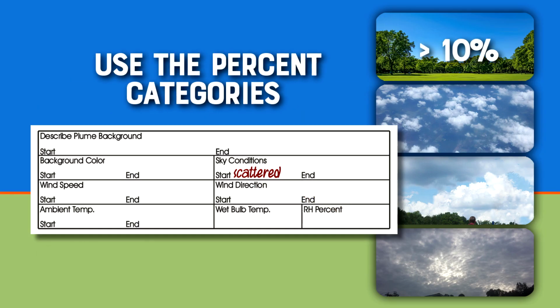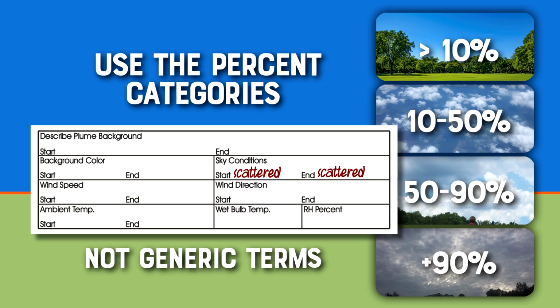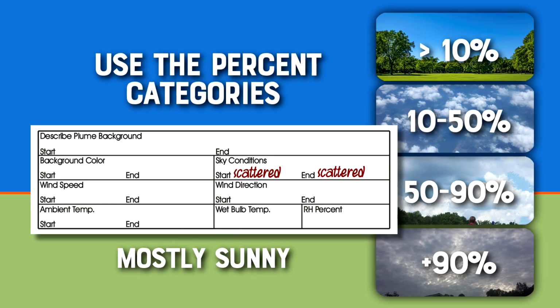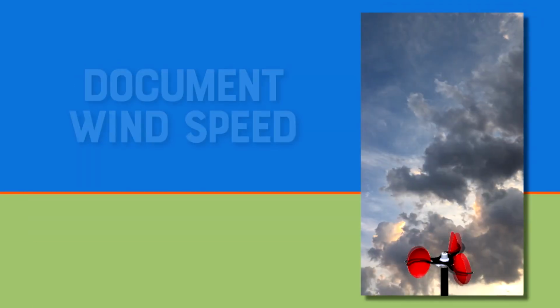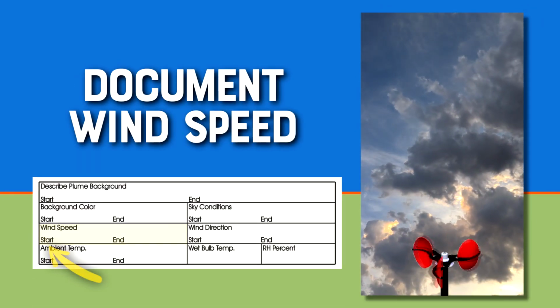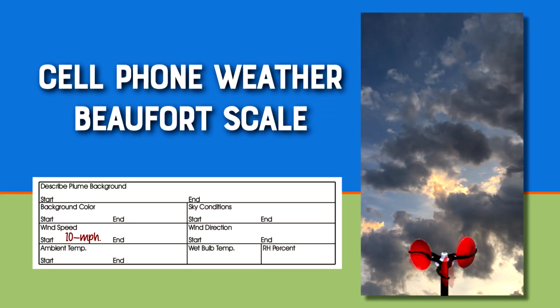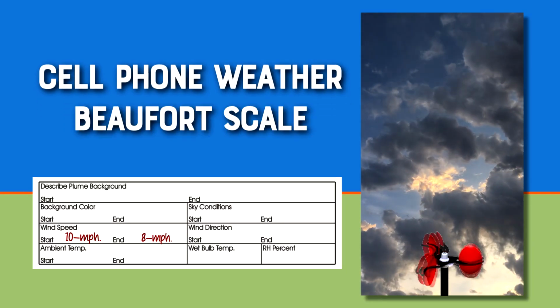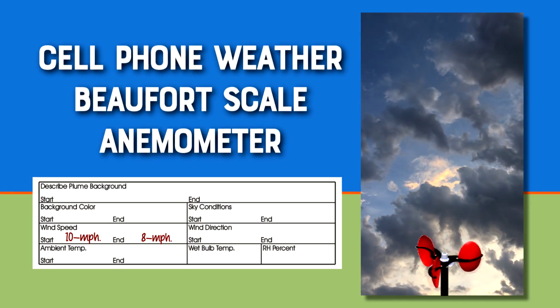Use only these specific percentage-based categories rather than general terms like partly cloudy or mostly sunny, which have no specific meaning in regard to the current amount of cloud cover. You can determine wind speed in several ways: by checking your cell phone weather data, by using the Beaufort scale covered in the CAA lecture course, or by taking measurements with an anemometer.